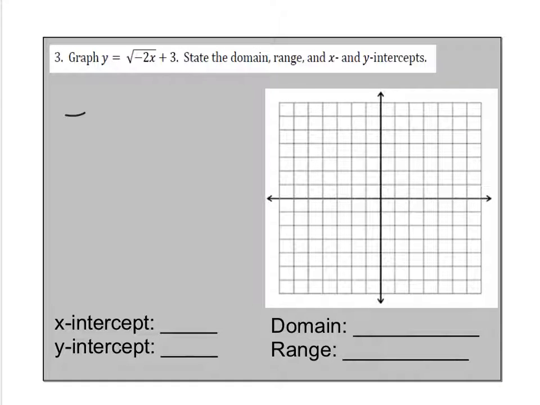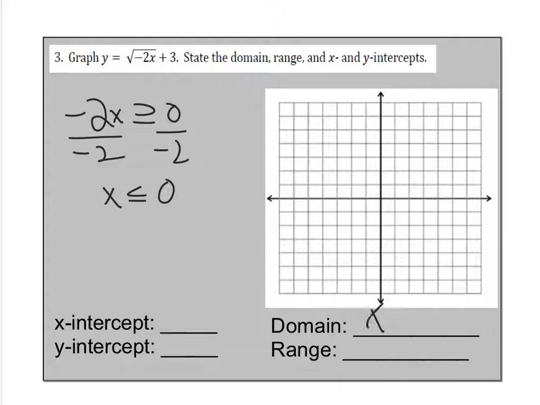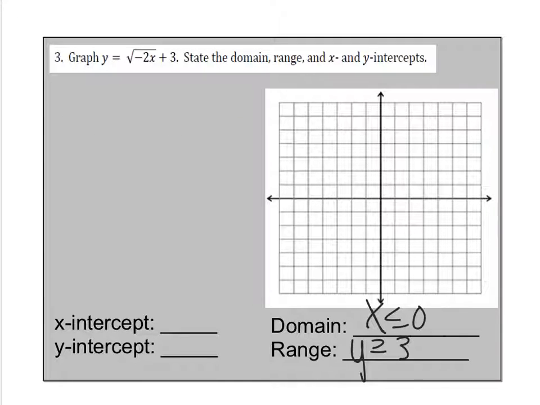So your domain, negative 2x, has got to be greater than or equal to 0. So if I divide by negative 2, x is now less than or equal to 0. So that's my domain. Range is going to be y greater than or equal to 3. So x-intercept and y-intercept. Remember, for the x-intercept, that's where the other variable is 0. So for the x-intercept, y equals 0.